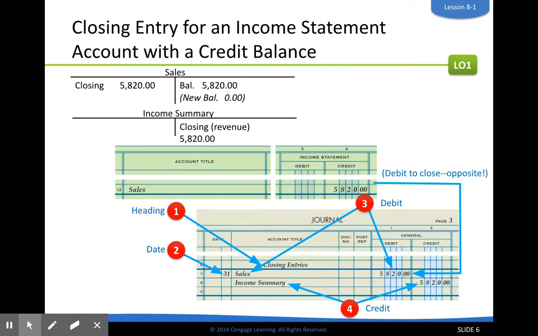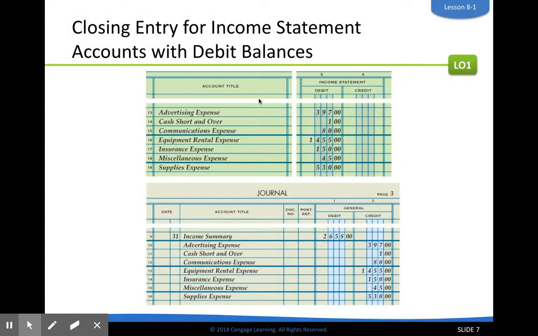So you can see up here in our T-chart, we started with a balance of $5,820 credit. When we do our closing entry, a debit of $5,820, our new balance is 0. That's the whole goal of all of our closing entries.